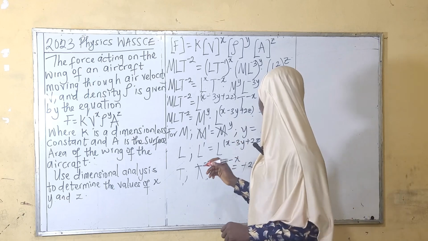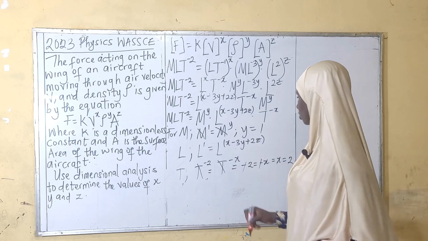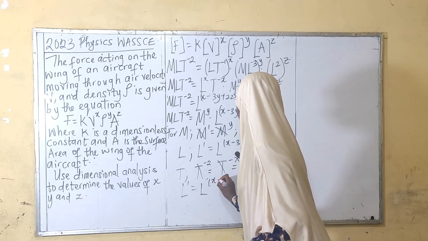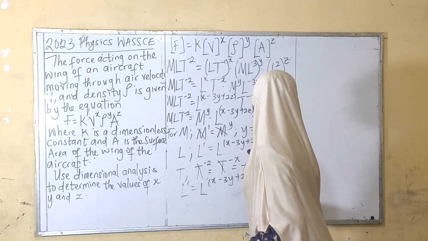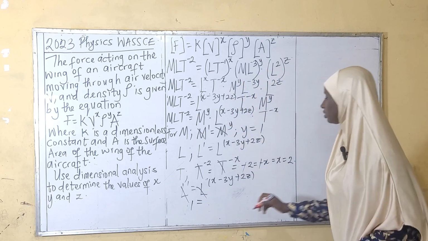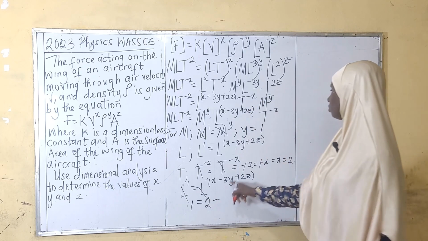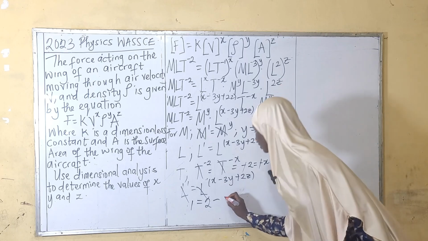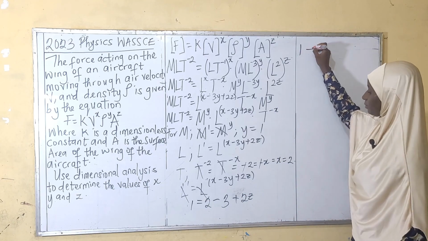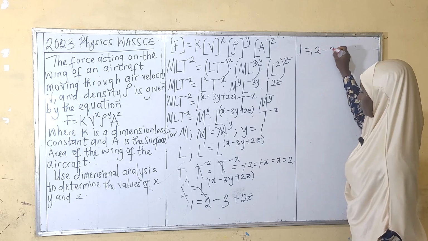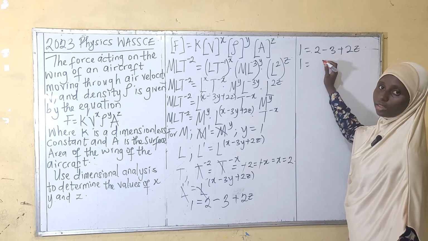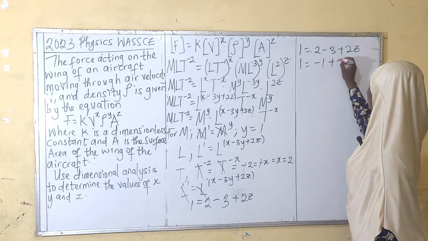I can come back to L since I have x and y. So if I come back to L, I have that my L here is raised to the power of 1, is equal to L raised to the power of x minus 3y plus 2z. So if my L cancels, I'm going to have 1 is equal to, what is my x here? 2, minus my y is 1, so 3 times 1 will give me 3, plus 2z. Alright, so I have 1 is equal to 2 minus 3 plus 2z. That's going to give me minus 1 plus 2z.